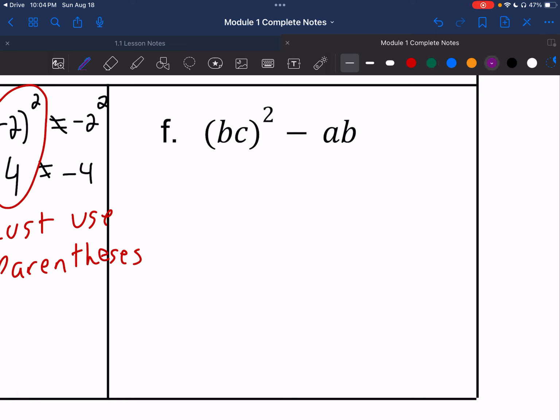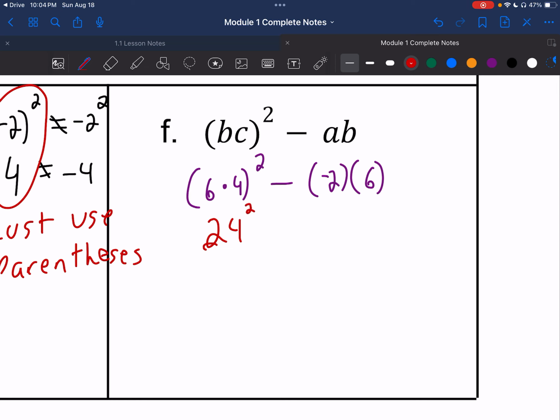Now, if we look at letter F, we are substituting in what we know, which is B is going to be a 6, C is a 4, and we are squaring that. And then we are subtracting. Our A value is negative 2, and our B value is still positive 6. So let's do the simplification inside the grouping symbols first. 6 times 4 is 24. And we are squaring that, and we're subtracting. We still have negative 2 times 6.